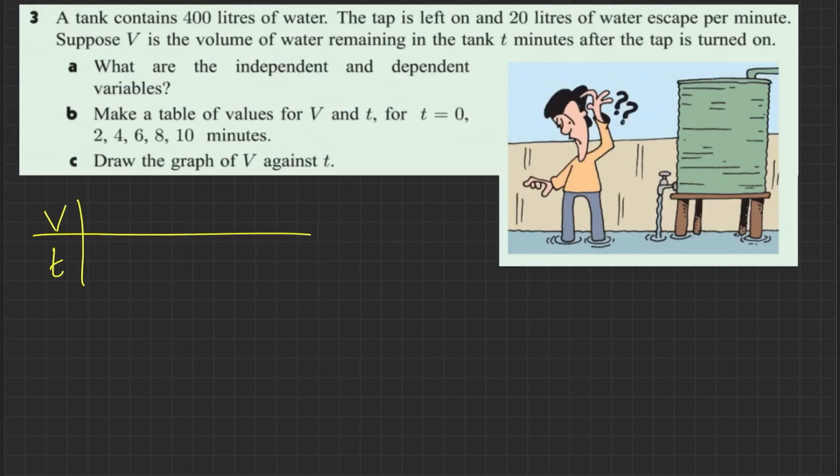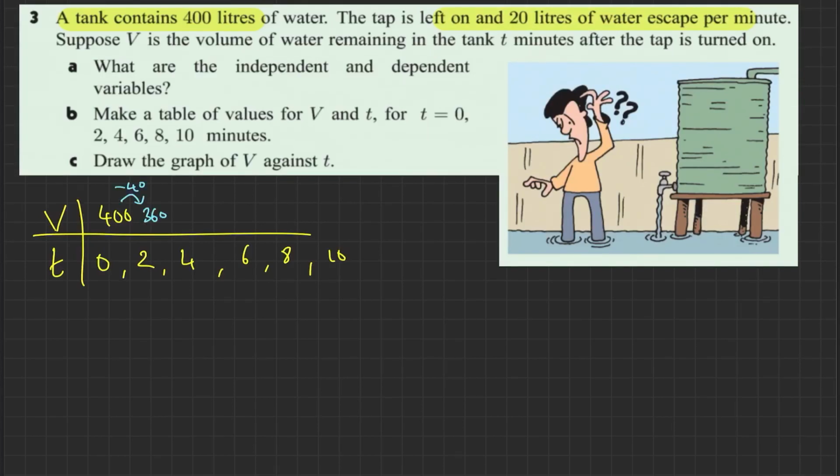So for the table of values, we're going to do V against T. V is the volume, and then T is 0, 2, 4, 6, 8 and 10. So remember, the container contains 400 liters of water to begin with. At T is equal to 0, we have 400 liters of water. And then as the tap is left on, we have 20 liters of water escaping per minute.